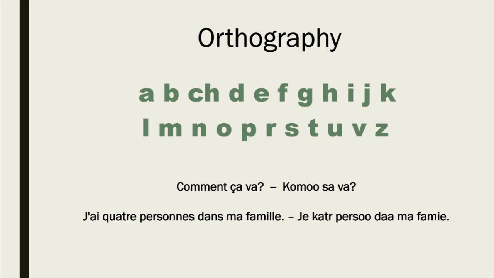Comment ça va in French would come out as comment ça va. This is using the lengthening of the vowel because of the nasal. And one quick sentence here, j'ai 4 personnes dans ma famille. J'ai 4 personnes dans ma famille.